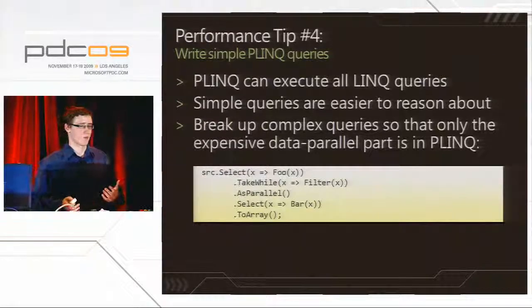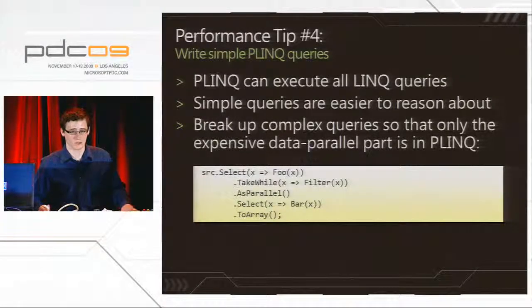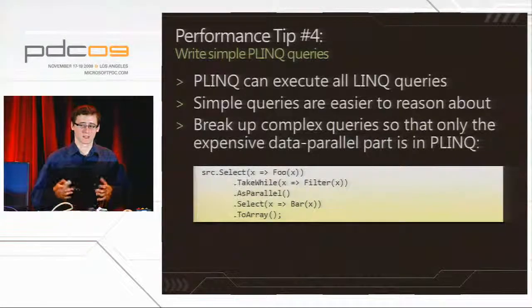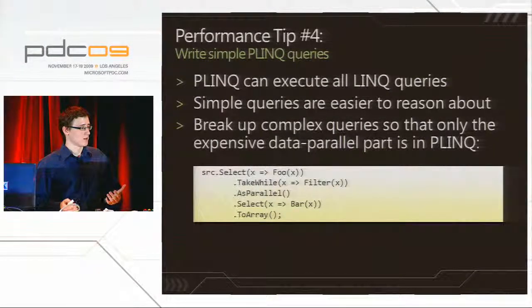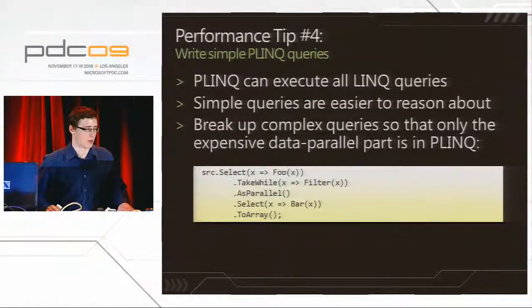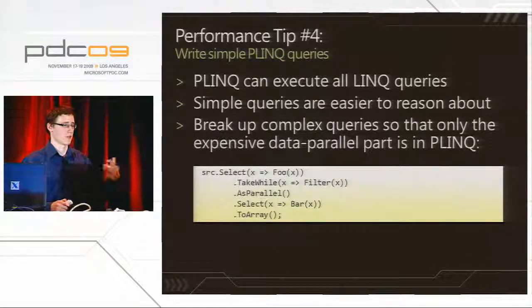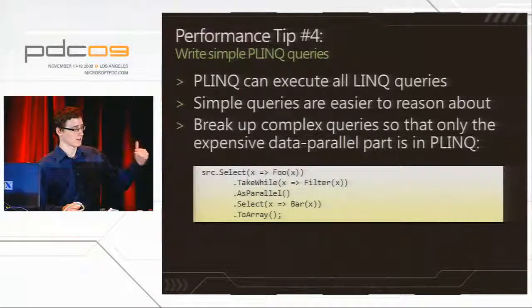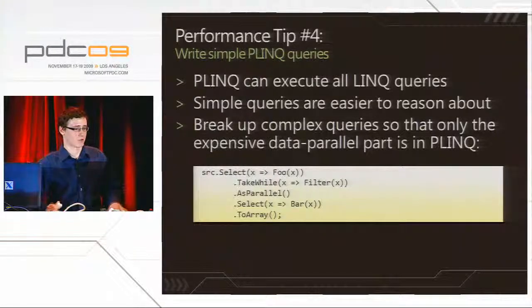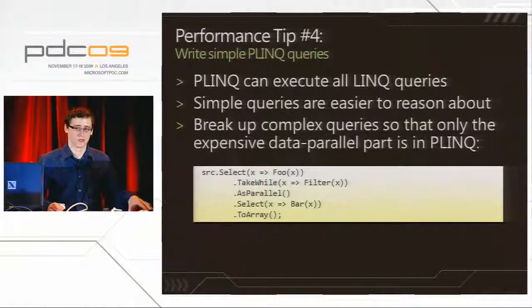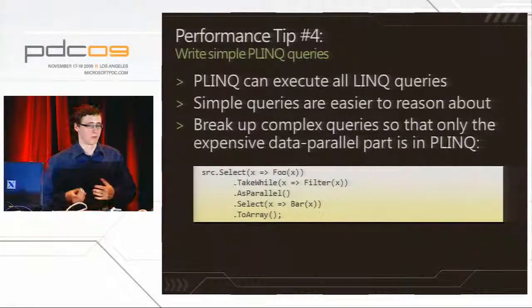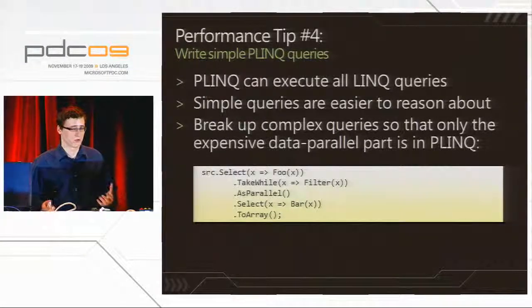Another good tip for writing PLINQ queries is to write the simplest query that you can get away with. Don't write a complicated query if you don't have to. And even though PLINQ can execute any LINQ to Objects query, I have an example here of a query that contains a select, take while, and a select. And I put the AsParallel after the take while so that the first select and the take while execute in LINQ to Objects. And when you run something in LINQ to Objects, it has usually fairly simple semantics.